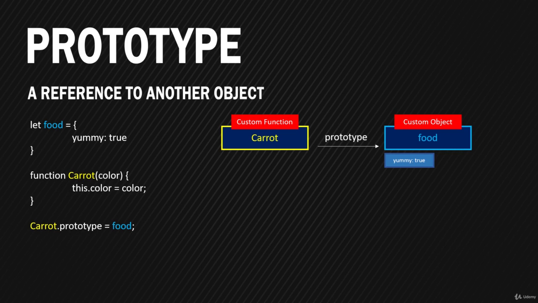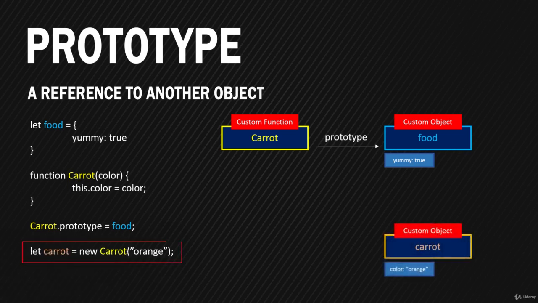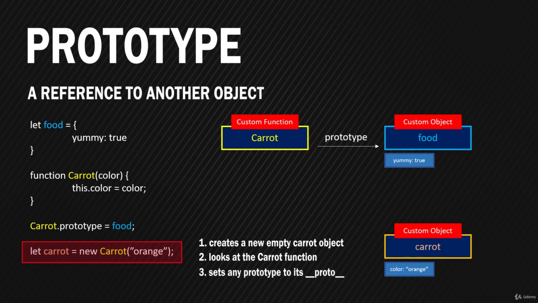What do you think is going to happen now if we go and create a new variable, let's call it carrot, and we use the new keyword to execute that constructor function? Well, remember what happens when we use the new keyword? Well, firstly, it creates a new empty object. Then it will go and it will look at the function carrot. It will then take any prototype on the carrot object and set that as the proto property of the newly created object. Lastly, it then feeds the object into the newly created carrot constructor as the this keyword, and it returns whatever the carrot function returns.